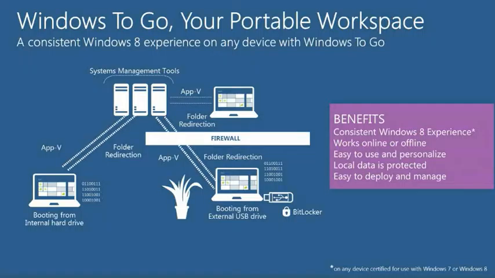Local data is protected, contained on the USB stick. The USB stick can be BitLockered, and it's easy to deploy and manage, because one of the things we wanted to do with Windows To Go is not have to make you learn an entire new process in order to get this done. We need to be able to slot into the standard deployment processes that we've already built into the OS and into the tools that go around that. That's really important to us, and we'll talk more about that a little bit later.